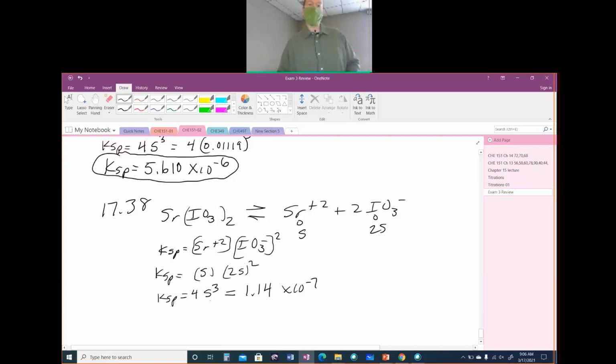To solve this, you divide both sides by 4. And then to get S and only one S, you take the third root of both sides. And when you do that, you get a molar solubility of 0.00305.